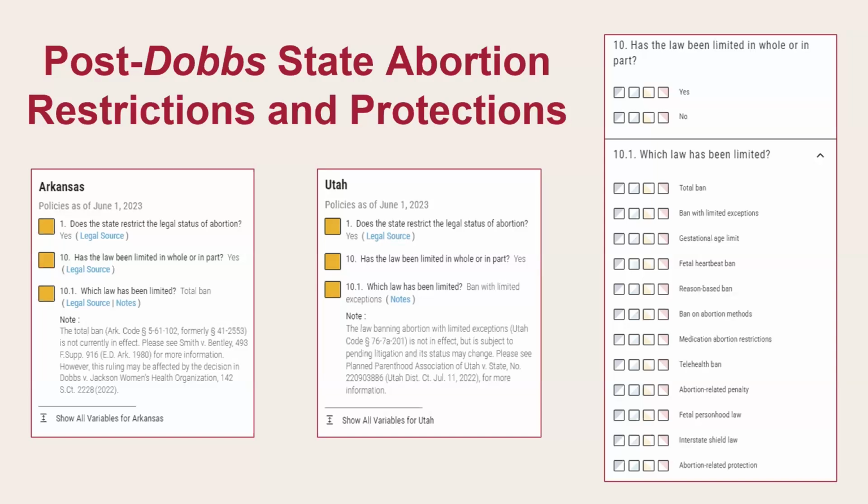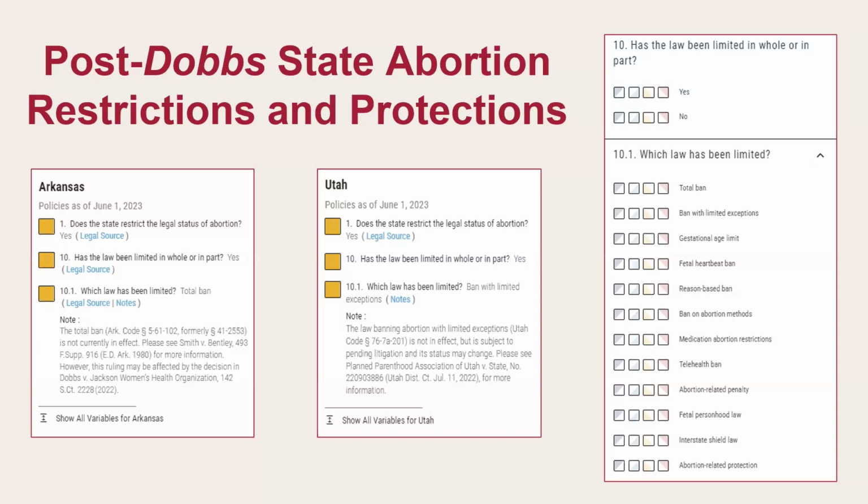Our second coding method was to include a caution note if the law was subject to pending litigation, but not enjoined. In that case, the following caution note was included: X law is currently in effect, but is the subject of pending litigation, and the status may change. Please see Y case for more information. Finally, if the law was subject to pending litigation and currently enjoined, the following caution note was included: X law is not in effect, but is the subject of pending litigation, and the status may change. Please see Y case for more information.